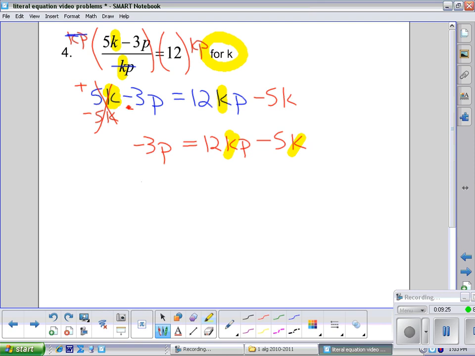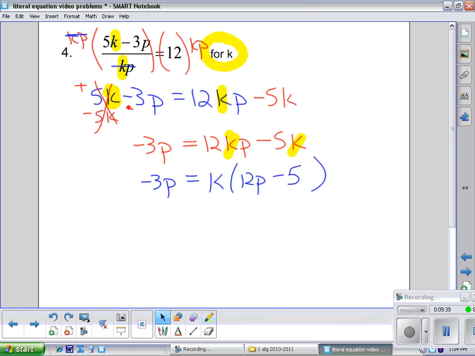So on the left-hand side, I'm going to rewrite negative 3p just like it was before. But on the right-hand side, I'm going to use the distributive property and put the k out front times the quantity of 12p minus 5. So if you look right now, we are one step away from finishing this problem. And if I look at it, I can notice I still have k multiplied by 12p minus 5.